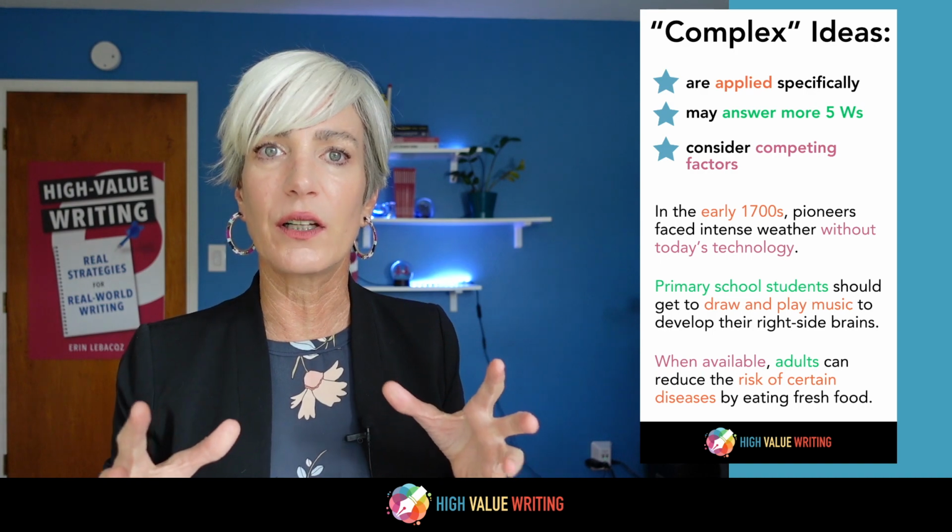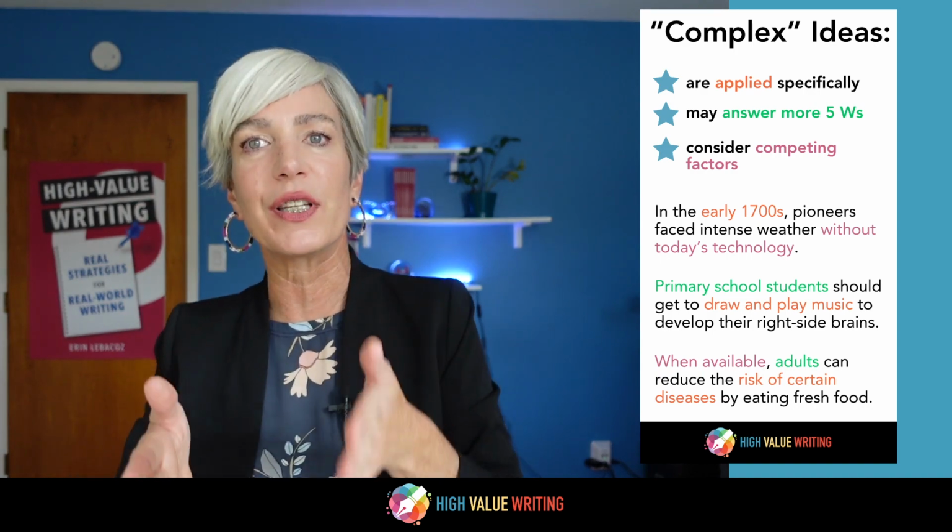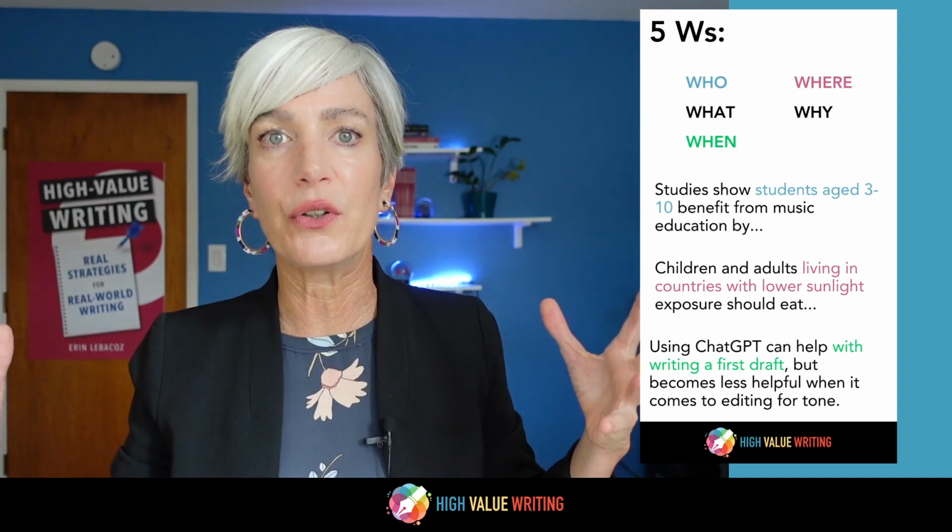So that's how we get a little more complex, a little more of a slice and an angle and a perspective. So let's look at how to really consider those 5 W's, because you can really dive into that who, what, when, where, why to help you move your simple ideas or concepts that you're going to describe into complexity.